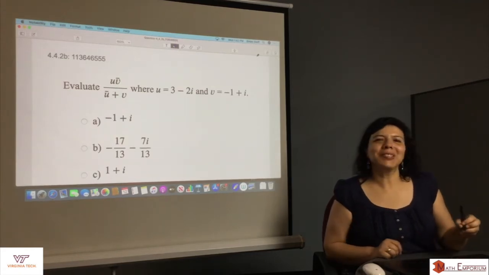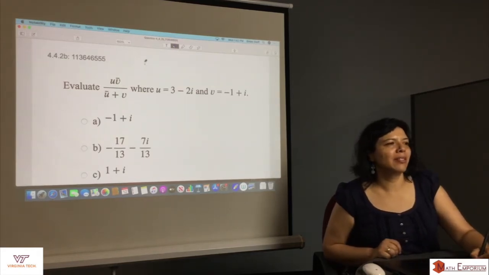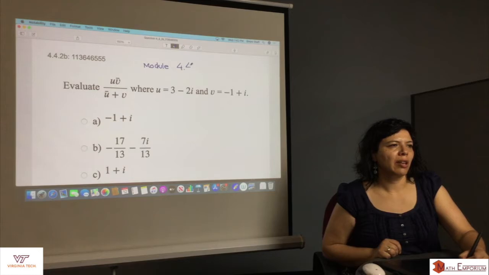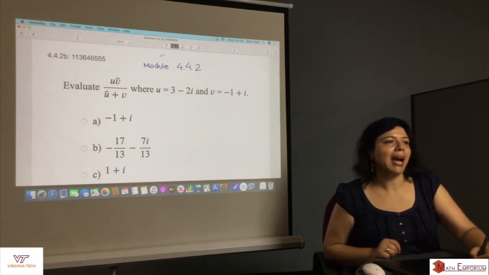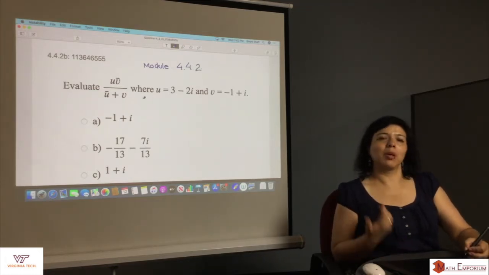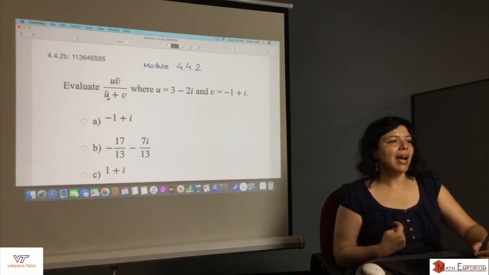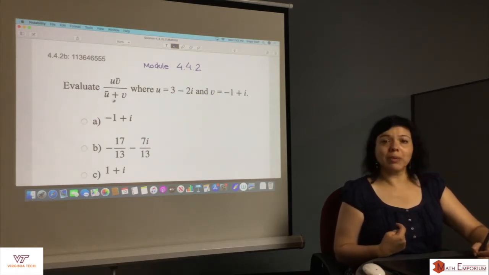Hello, today we're going to see this problem that is part of the module 4.4.2 in our textbook. And if you look at that, it's basically about properties of complex numbers. And what we are going to do is we're just going to practice those properties.